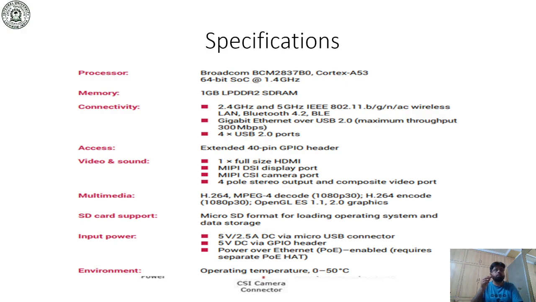An extended 40-pin GPIO header is given, by which we can connect different types of sensors with our Raspberry Pi module. Video and sound connectivity is also given here. We can use the HDMI port to connect the display unit. Also, the camera port and another display port, the DSI port, is given here. The camera port is also here. Okay. If we talk about it, multimedia facility is available here.